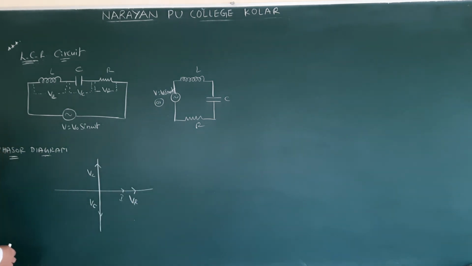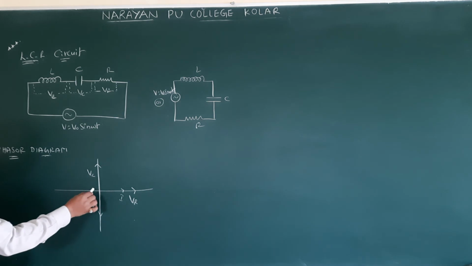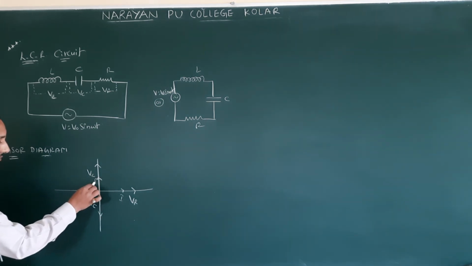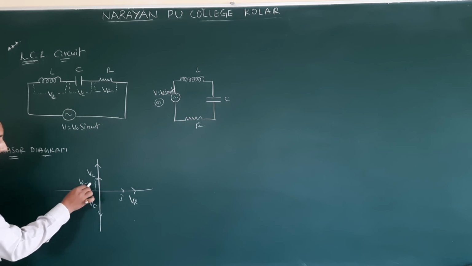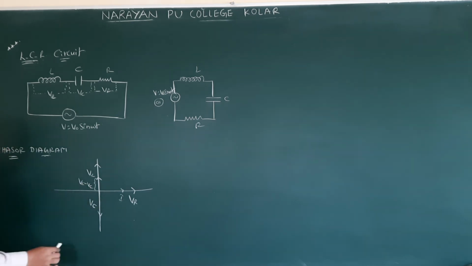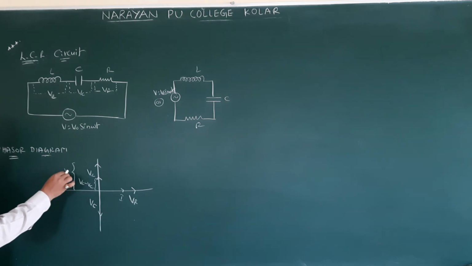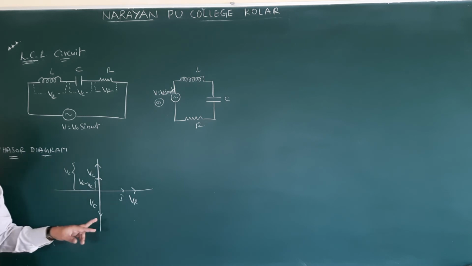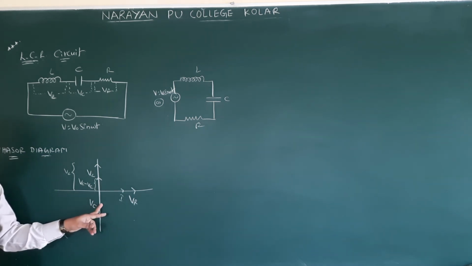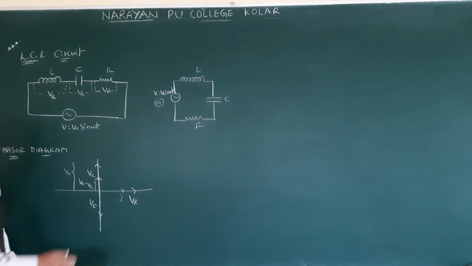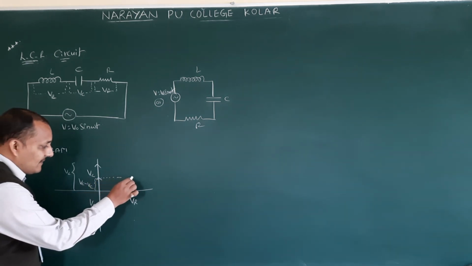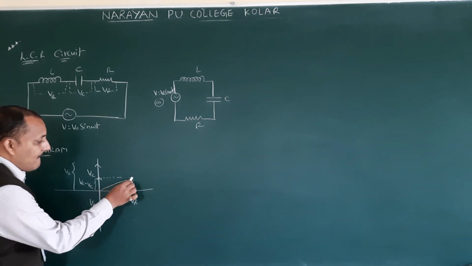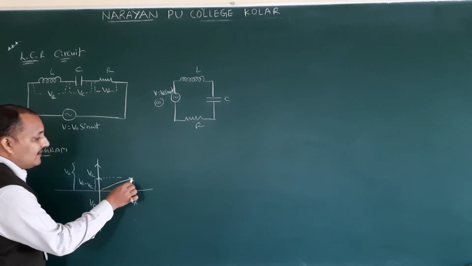I will explain later. If you are taking VL minus VC, the resultant will come here. So this length is VL minus VC. Understood? If you want to take VC minus VL, that will be coming here. Okay, you don't need to work. VL minus VC. Now the resultant of these two vectors: this is VR, this is VL minus VC. The resultant will be this one.